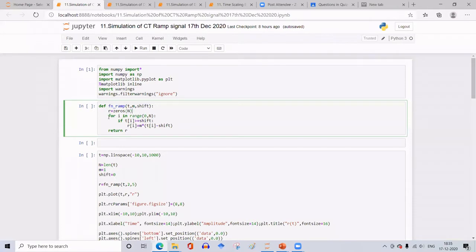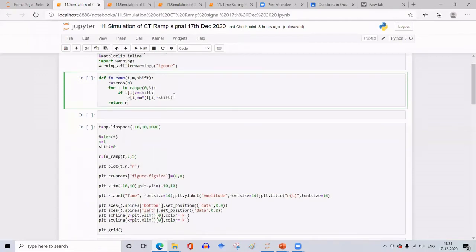And next, initialize a loop for I in the range from 0 to capital N. If T of I is greater than or equal to shift, then you calculate that element in the array R of I using this relation M into T of I minus shift. And if the loop is not over, you go back and increment that I, then carry out this until this loop is over. By the time the execution of this loop is over, we will have an array R which is modified. Originally it was all 0. It is modified now, and it returns whenever we call this function from any point. This is the work it does. Okay. So let me execute that.